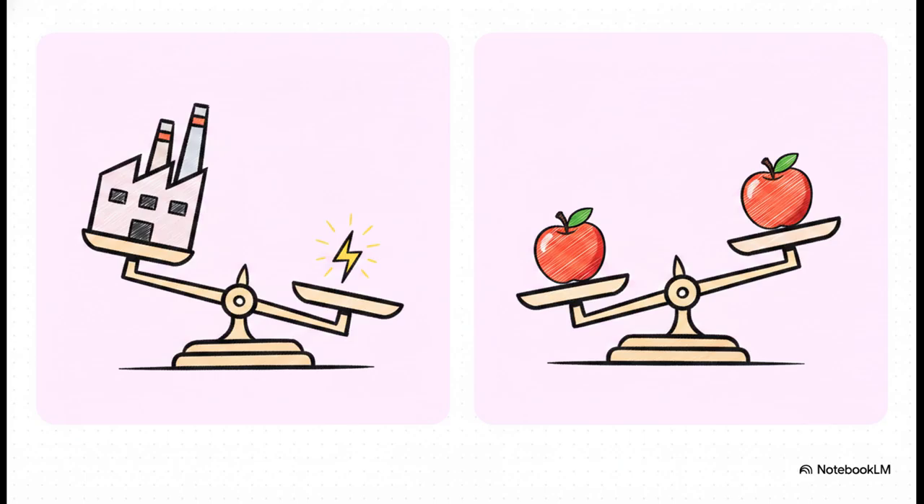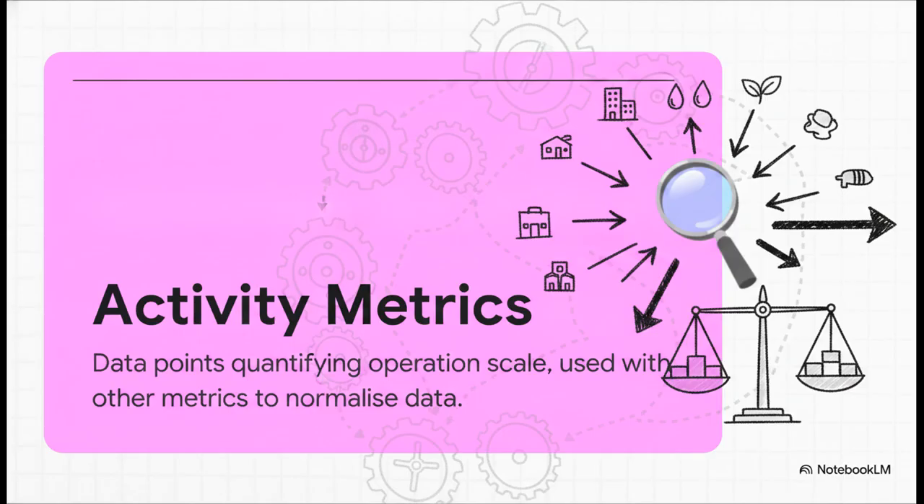It just doesn't work. The fix for this is an apples-to-apples comparison using what we call normalized data. We have to strip away the absolute size of the portfolio to see the true performance of the assets. So that brings us to our core concept. As defined by the standard, activity metrics act as your magnifying glass. They're specific data points that quantify the exact scale of an entity's operations. Now, they aren't meant to be read all by themselves. They won't tell you much in isolation. Instead, you use them alongside your high-impact sustainability metrics, like total carbon emissions or water withdrawals, to normalize that data and finally get a fair, highly accurate comparison across the industry.